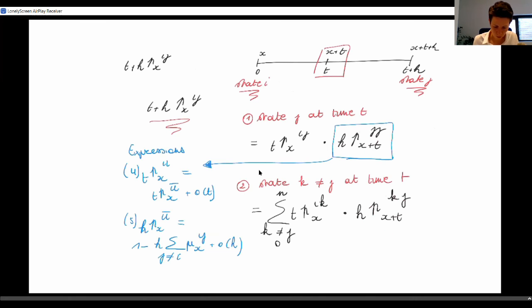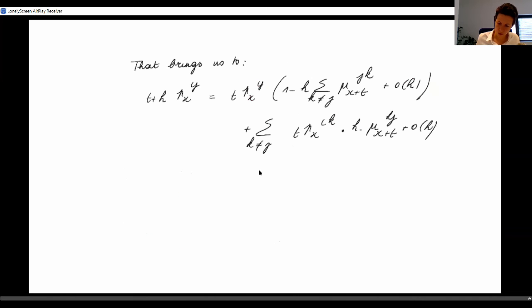So maybe I should note that as well. Here I said this guy is approximately, or can be seen as, h multiplied with mu x plus t kj plus little o of h. That's also one of the expressions that we derived earlier on today. So if I put all of that together, I get an expression like the one that you see here. And of course, as usual, we're going to rearrange the whole thing.